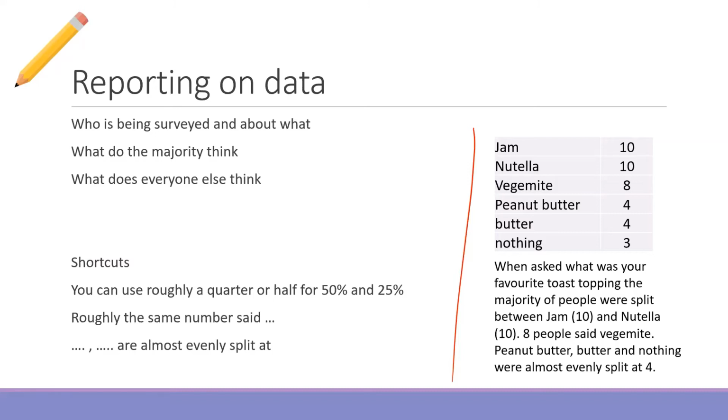So then let's read what I wrote down here. When asked about your favorite toast topping, the majority of people were split between jam 10 and Nutella 10. So let's look at this. I've said, what are they being surveyed about? Who are being surveyed and about what? Have I done that? When asked what was your favorite toast topping. So there you go. That's who and what.